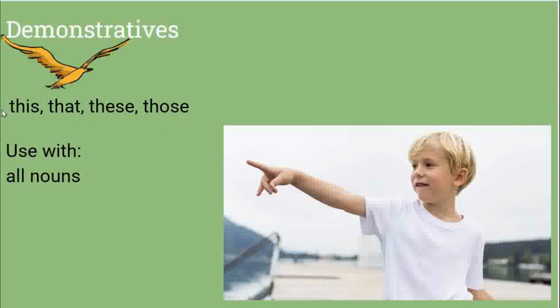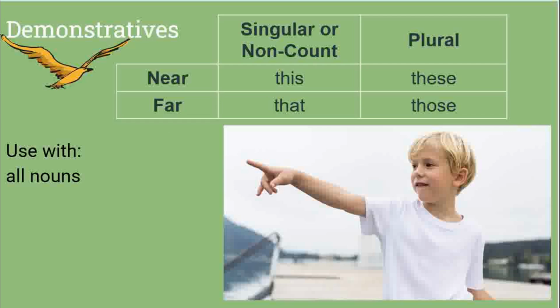It's a short list. And we use them in this way. This and that are used before a singular or non-count, like this water or this bird. These and those are used before a plural noun, like these birds. This and these are for close nouns, and that and those are for far nouns. So it depends if the thing or the person or the place is near you or far from you.